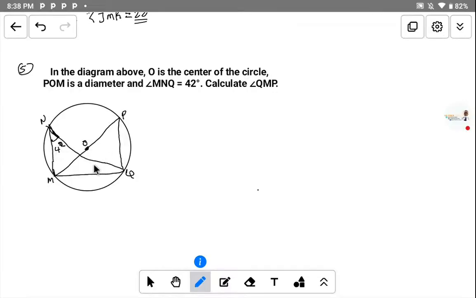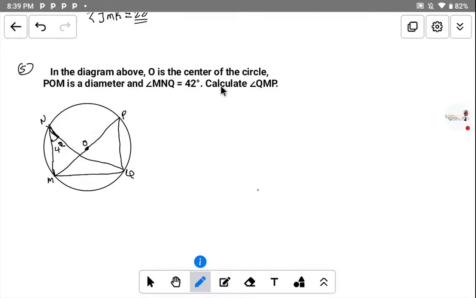Okay, I've drawn the diagram. So let's read the question now. We can do the solution together. In the diagram above, which is the diagram below, O is the center of the circle. This O here is the center of the circle. POM is a diameter. POM, that is what I told you last time, is a diameter, because a line that passes through the center of a circle is a diameter. And angle MNQ is 42. So that is why I write 42 here.